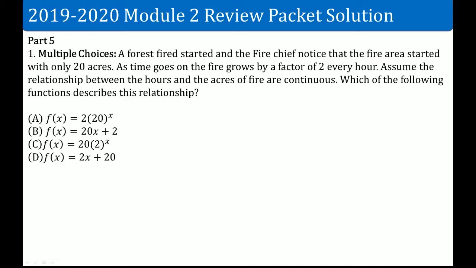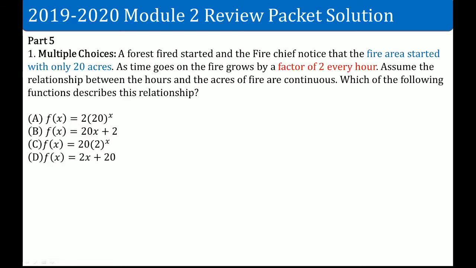A forest fire starts, and the fire chief noticed that the fire area starts with only 20 acres. As time goes on, the fire grows by a factor of 2 every hour. Assuming the relationship between the hours and the acres of fire are continuous, which of the following functions describes the relationship? There are certain key things that I highlighted.